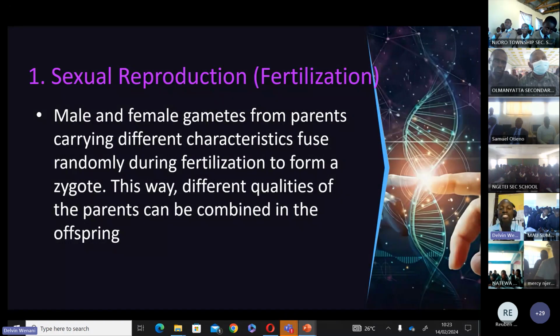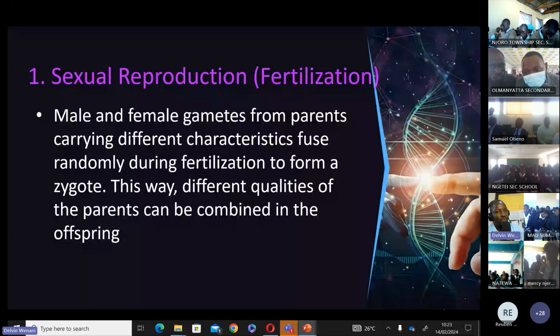It doesn't mean that they are not of those parents. They are, but because of those different characteristics that came together randomly, you get an organism which looks different from both parents.